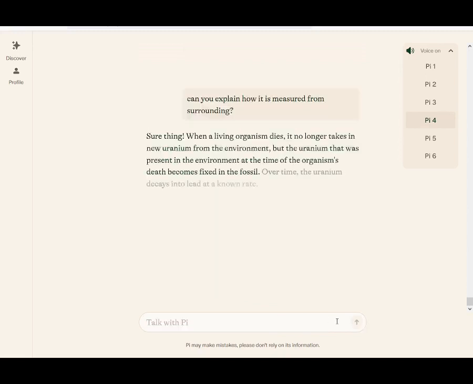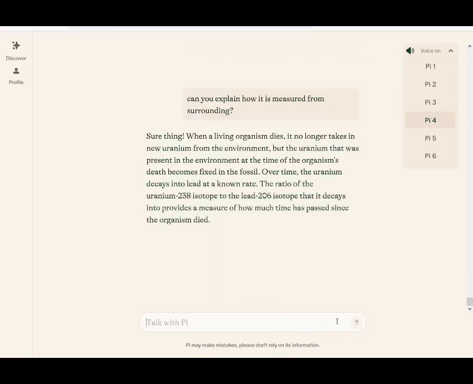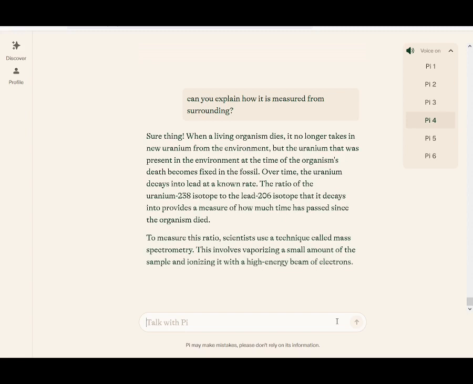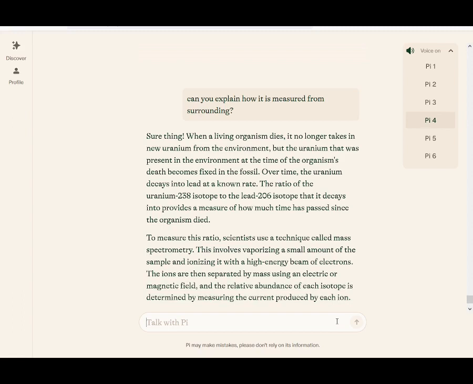Sure thing. When a living organism dies, it no longer takes in new uranium from the environment, but the uranium that was present in the environment at the time of the organism's death becomes fixed in the fossil. Over time, the uranium decays into lead at a known rate. The ratio of the uranium-238 isotope to the lead-206 isotope that it decays into provides a measure of how much time has passed since the organism died.